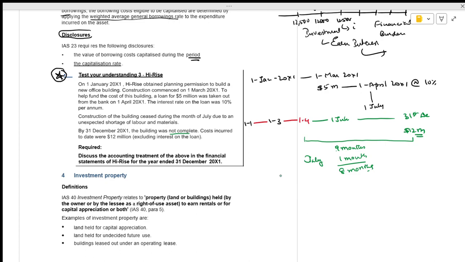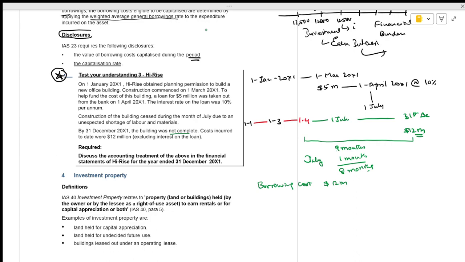Now, what is the borrowing cost? You have to take the borrowing cost. We have to take the borrowing cost for 8 months only. What is the loan amount? Loan amount is 12 million.